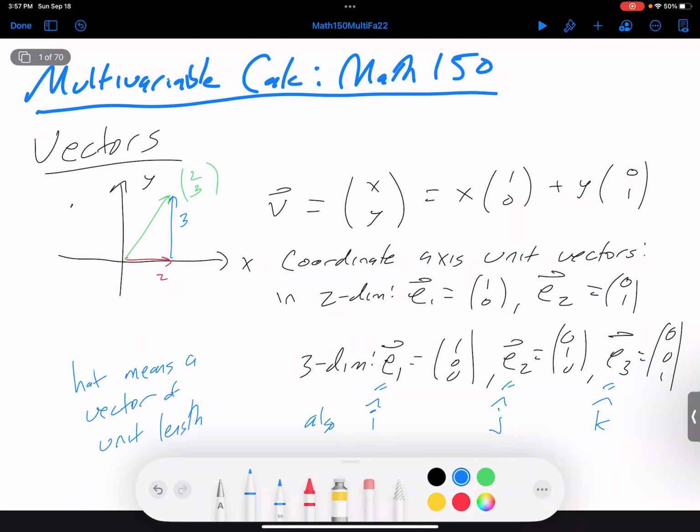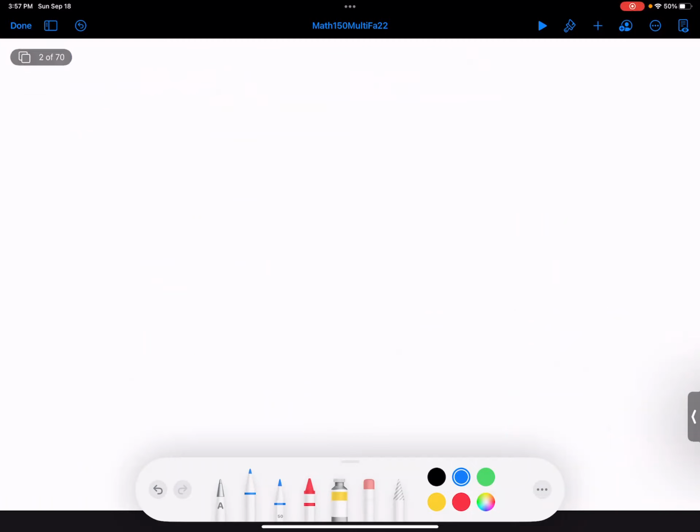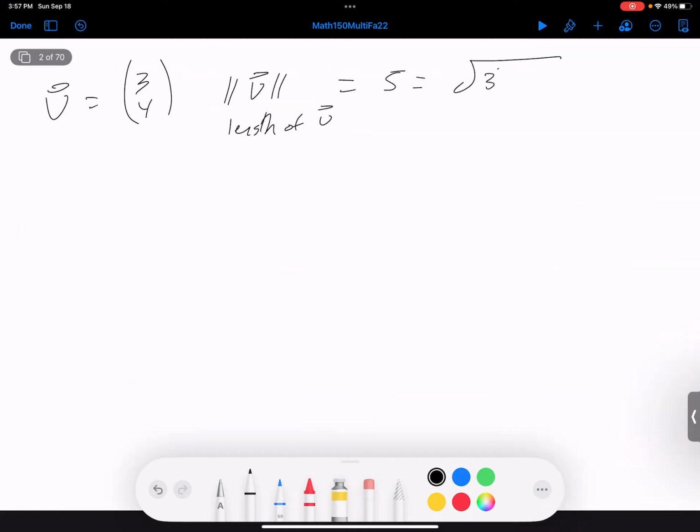So if I give you the vector v equals 3, 4, what would be the length of v? It would be 5. And it's going to be the square root of 3 squared plus 4 squared. So whose theorem is this? Pythagoras. Exactly. So this is the Pythagorean theorem.